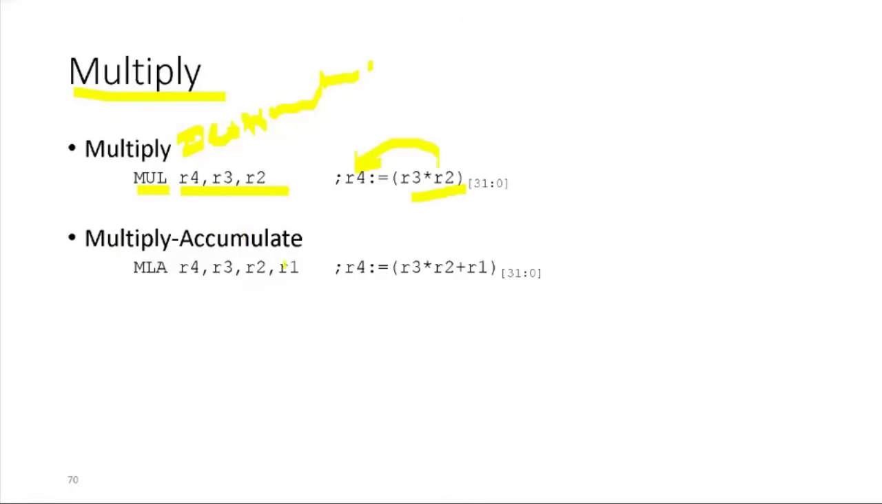In multiply accumulate, what is done? R3 and R2 are multiplied first. This is the first operation. Then the second operation is that the result will be added with the content of R1. Then the result will be stored in the R4 register. So this is the multiply instruction.